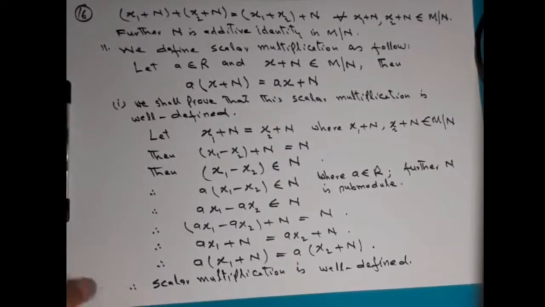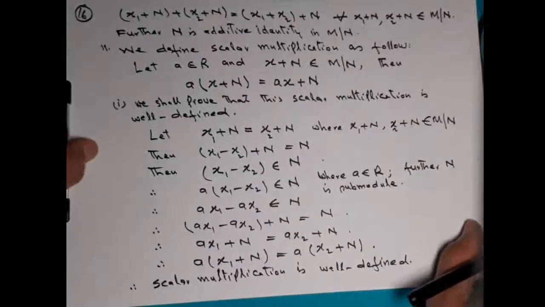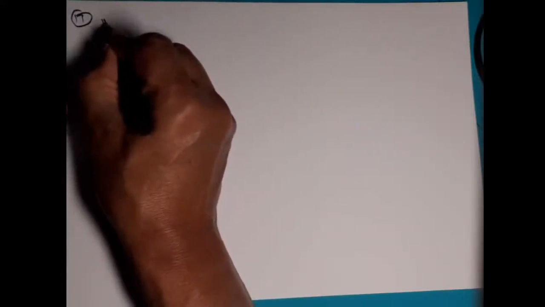Now we come to the conditions for M factor N being a module. So for the conditions of being a module, we have to see that it was number 2, we come to number 3. Number 1, no, number 2, number 3.